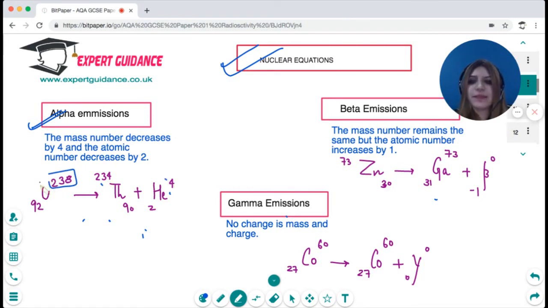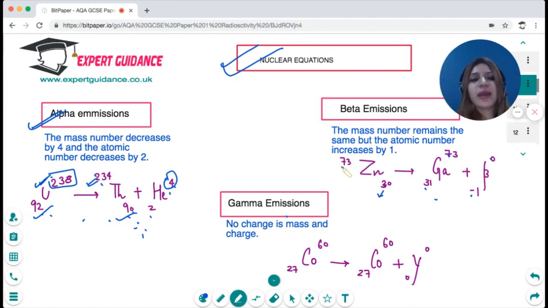So, for example, if this is 238 on the left side and 234 on the right side, then the other number has to be 4 to make the top numbers and the bottom numbers on both sides equal. So, this is 92, 90, and 2 is 92. 30, so 31 minus 1 gives 30, 73 plus 0 is 73, okay? So in balancing a nuclear equation, you just have to make sure that the sums of the atomic numbers and the mass numbers on each of the sides are the same.